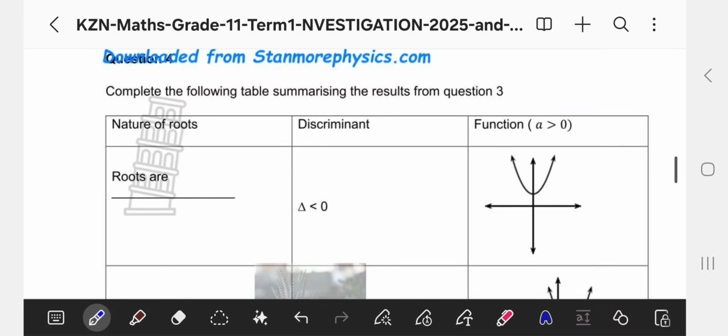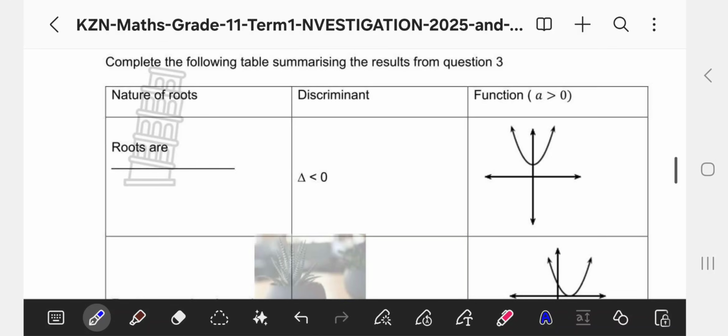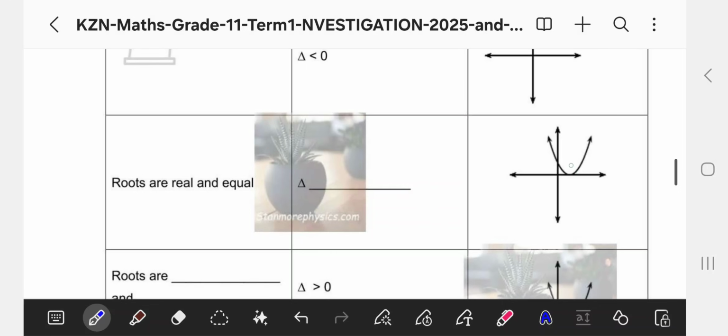Okay, now we can go on to question 4. It says, complete the following table summarizing the results from question 3. Now, according to what we've learned, if the discriminant is less than 0, notice this function, it doesn't touch the x-axis at all, meaning that the roots are non-real. Next, we've got the graph touching the x-axis once, and we have established that it only cuts the x-axis once when the discriminant is equal to 0. That is when the roots are real and equal.